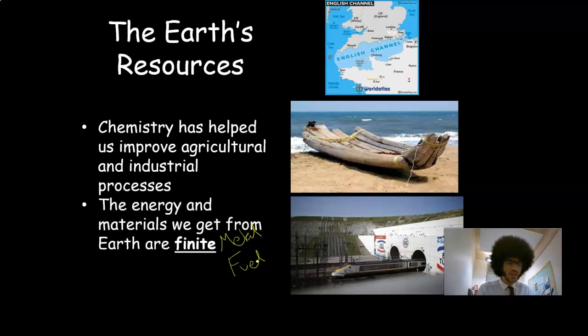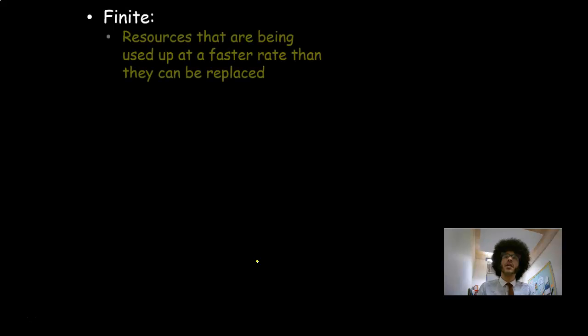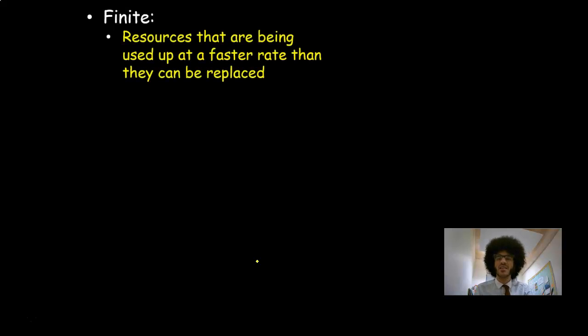Now, the issue is that a lot of the energy and the materials that we get from the Earth, particularly with the chemical developments, are finite, and that's where you need to have a good understanding of definitions. Finite basically means a resource that is being used up faster than it can be replaced. A good example is fossil fuels. Fossil fuels are coal, oil, and gas. We use them for a number of processes.